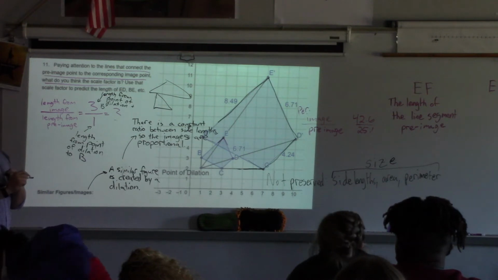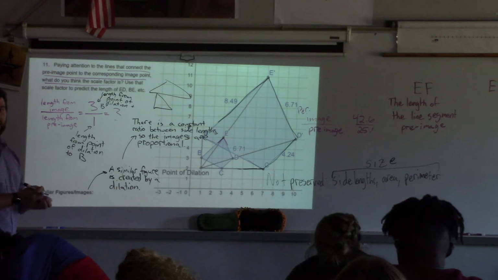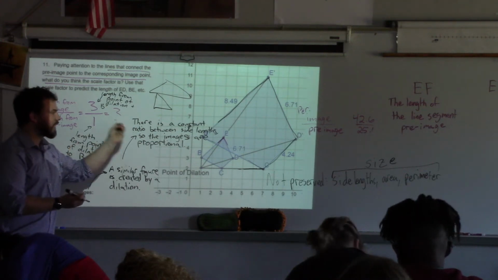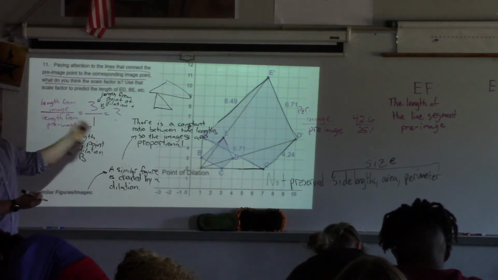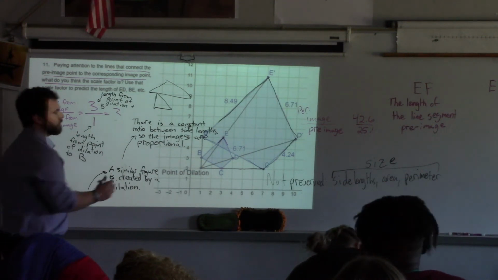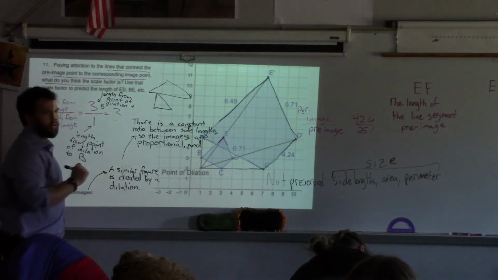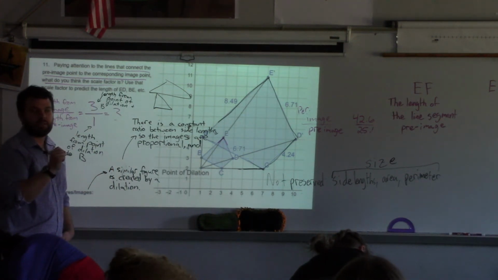Does that make sense now? Yeah. So remember, the shape stays the same, just the size changes, right? The side lengths, the perimeter, are proportional. So there's a constant ratio between side lengths, so the images are proportional. And the shape is the same.